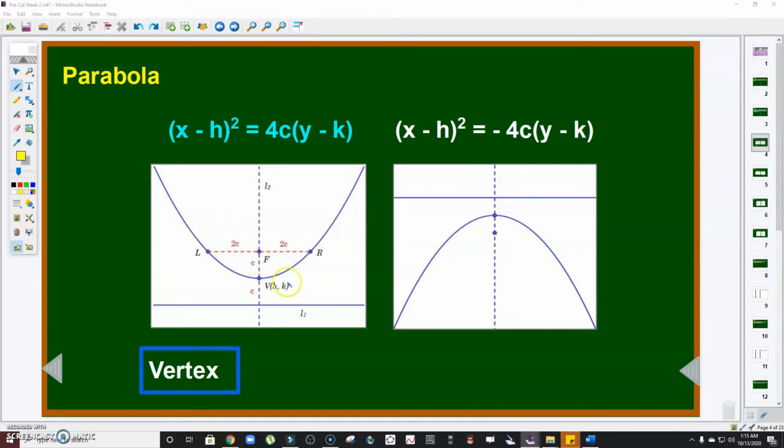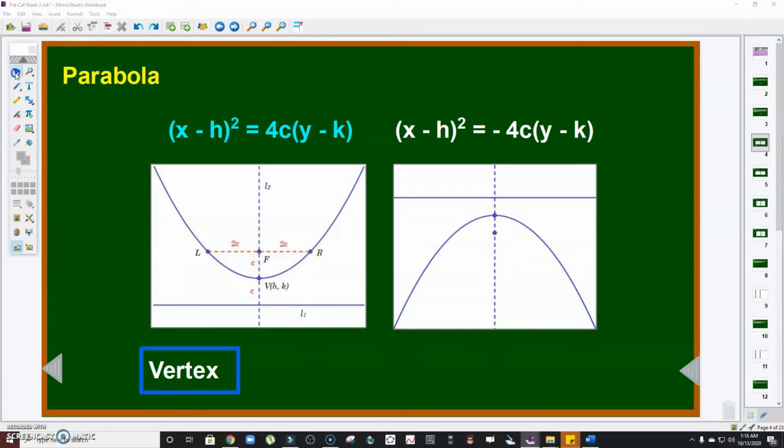Now, what do you mean by this c? Let me use a different color. This c is the distance from the vertex to the focus. At the same time, the distance from the vertex to the directrix is also c. As for this 2c, for this discussion we're not going to include the latus rectum.